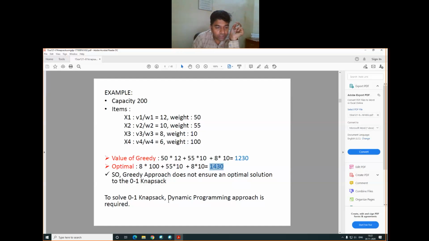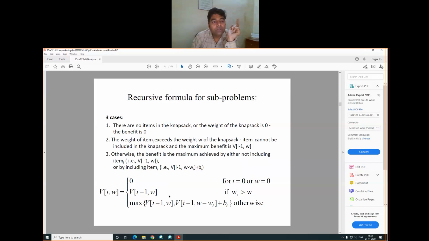To solve the 0/1 knapsack, the dynamic programming approach is required. Next, the recursive formula for subproblems. There are three cases in the recursive formula for this particular subproblem.